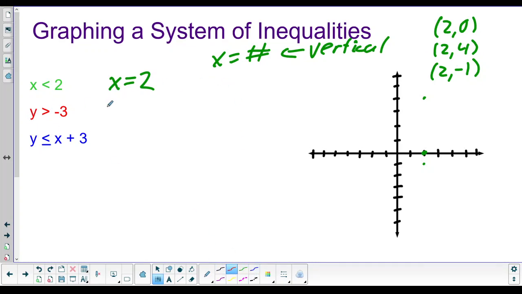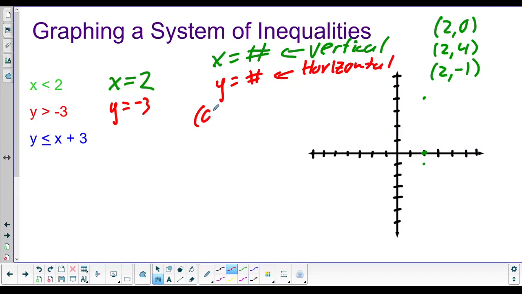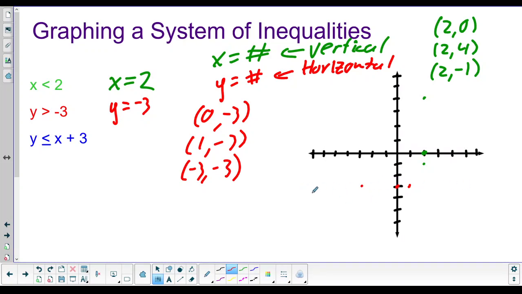Likewise, y equals a number. That's going to be the reverse of this. This is going to be a horizontal line for pretty much the same reasons. If we make up a bunch of random points where y equals negative 3, we'll pick (0, -3), (1, -3), how about (-3, -3)? And if we plot these, let's see, (0, -3), (1, -3), (-3, -3), you see that they make a horizontal line.